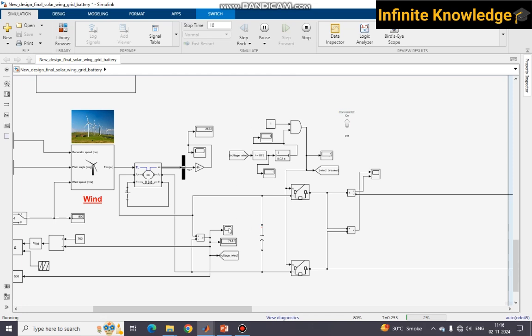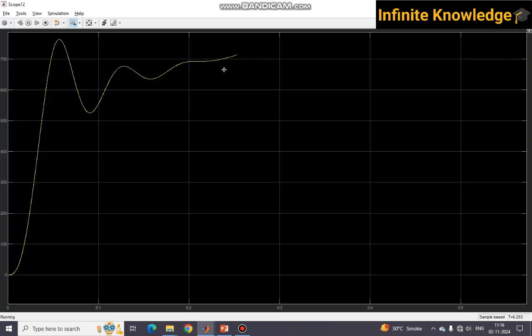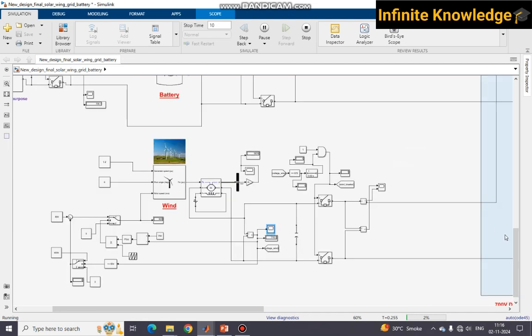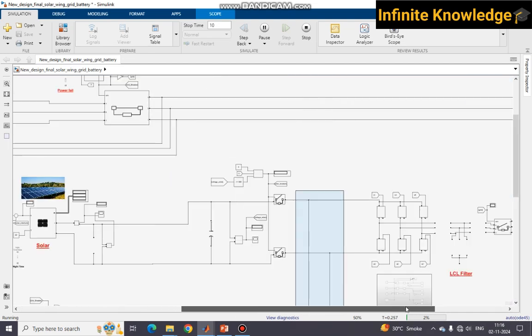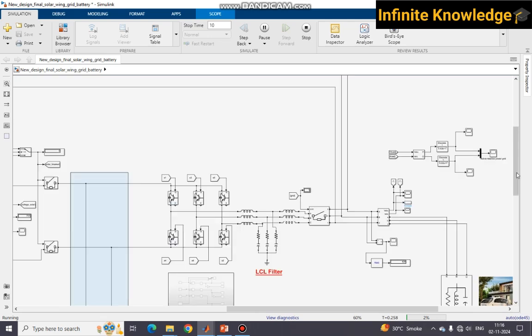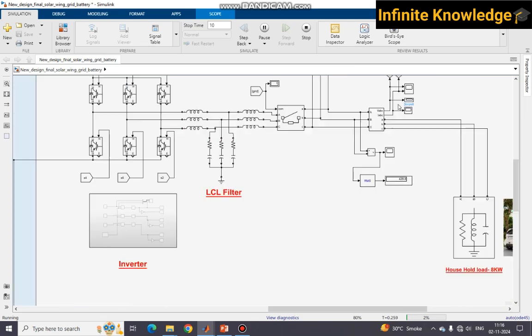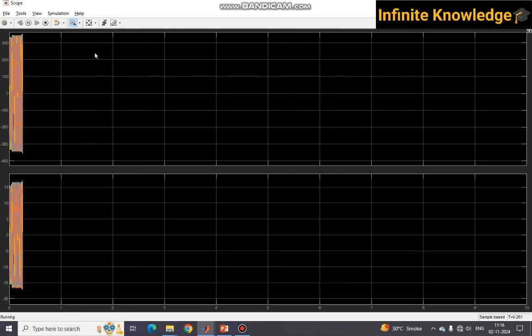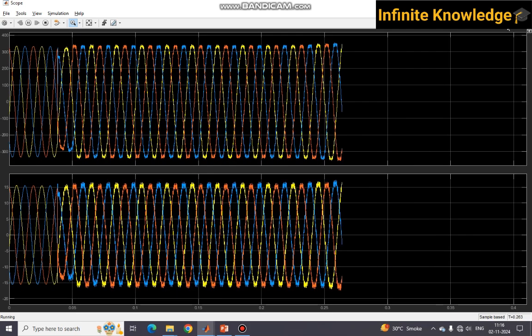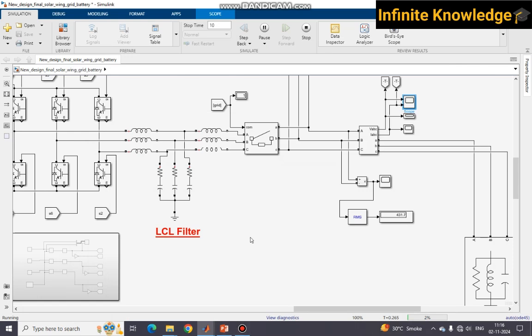Wind breaker is closed. Yes, there was a slight voltage dip, but wind is able to tackle all the load. It tackles the load, and it tackles the charging of the battery also. Yes, it's a very clear waveform and a very stable waveform. So this scenario is completed.